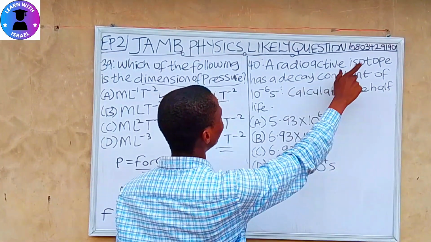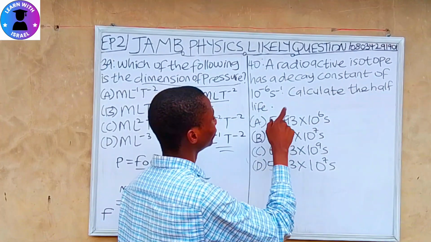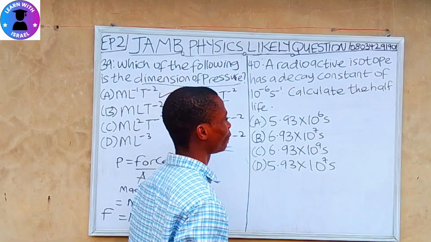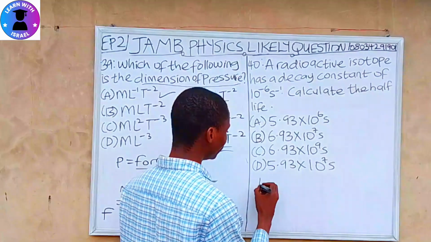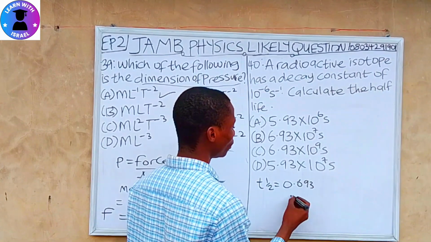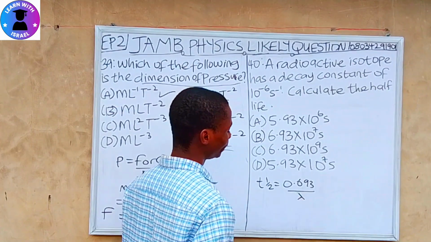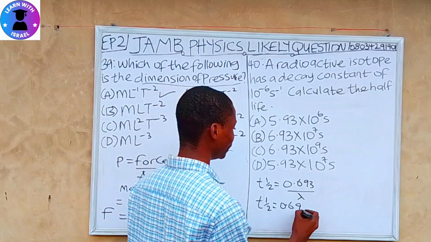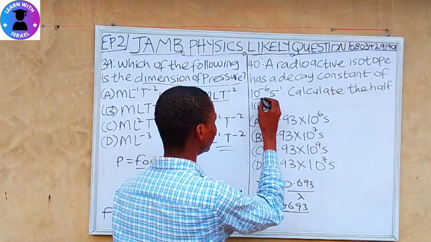A radioactive isotope has a decay constant of 10 raised to the power minus 6 per second. Calculate the half-life. So the formula for half-life is T half equals 0.693 over the decay constant. Our T half, which is also the half-life, equals 0.693 over the decay constant. In the question, our decay constant is 10 raised to the power minus 6.